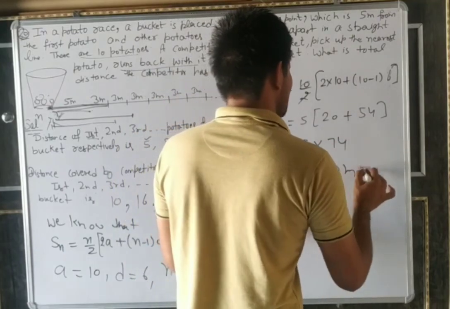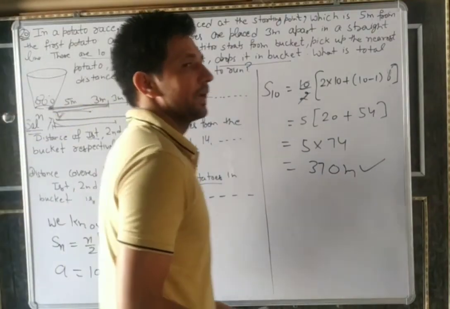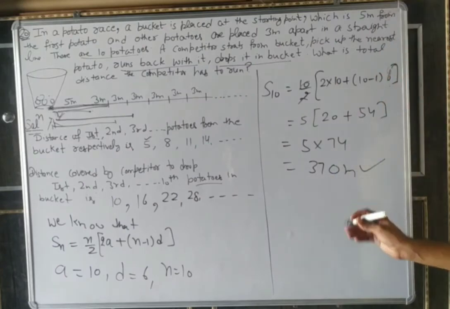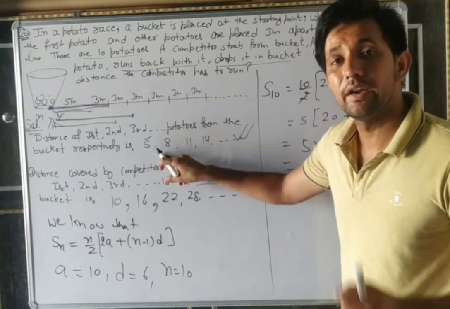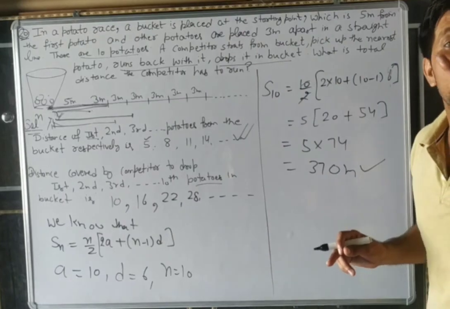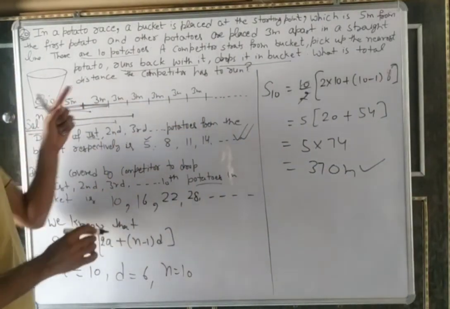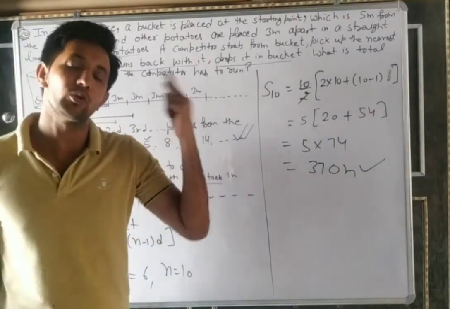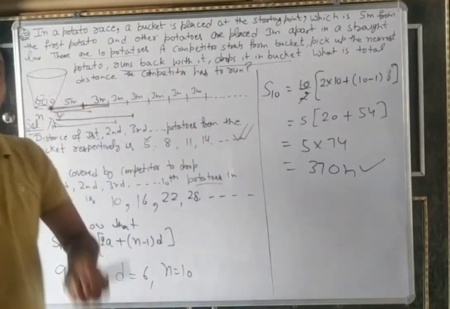So how much distance is covered by the competitor? We will write total distance covered by competitor is 370. Otherwise dear, you can find the answer by this AP also. A is 5, D is 3, but in the last we will multiply by 2 because we found it for only one time. So if you use this AP, we will multiply by 2. Understand why we multiply by 2? Because we cover this distance 2 times.